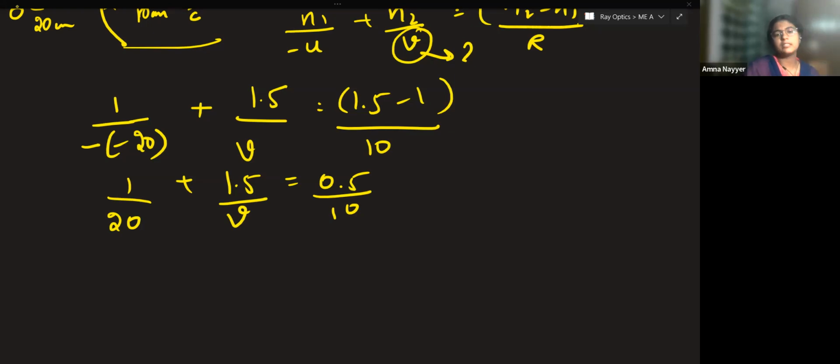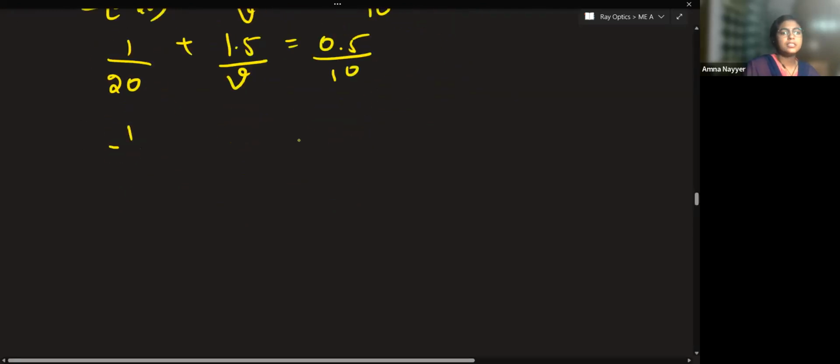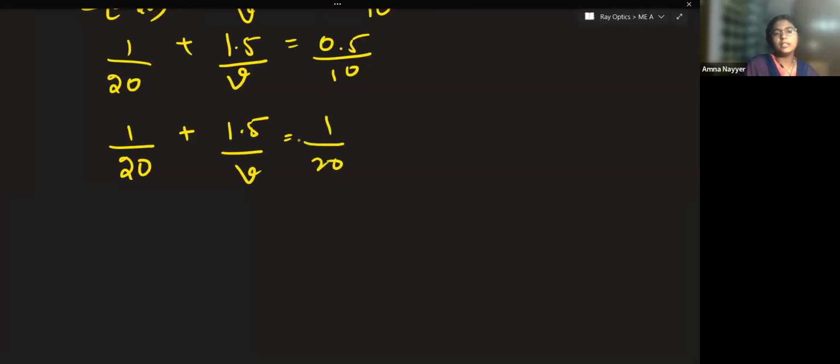Thirty centimeter. No, not 30 centimeters. Check your calculations again. This is 1 by 20 plus 1.5 by V. This is also 1 by 20. So 1.5 by V will be equal to what?